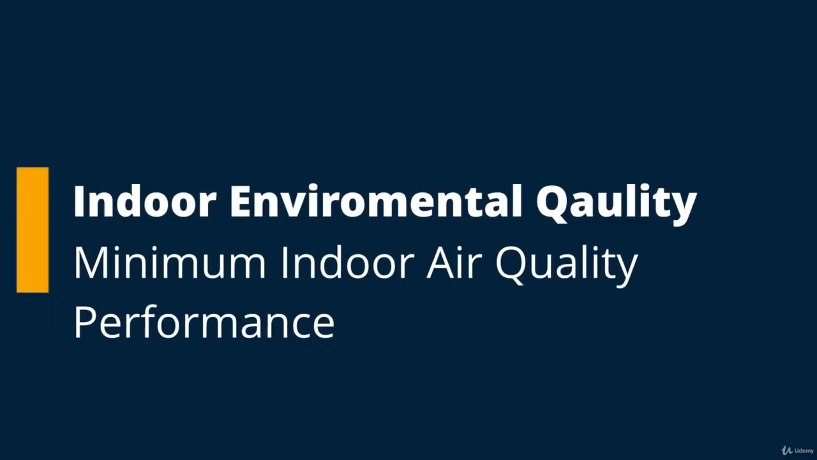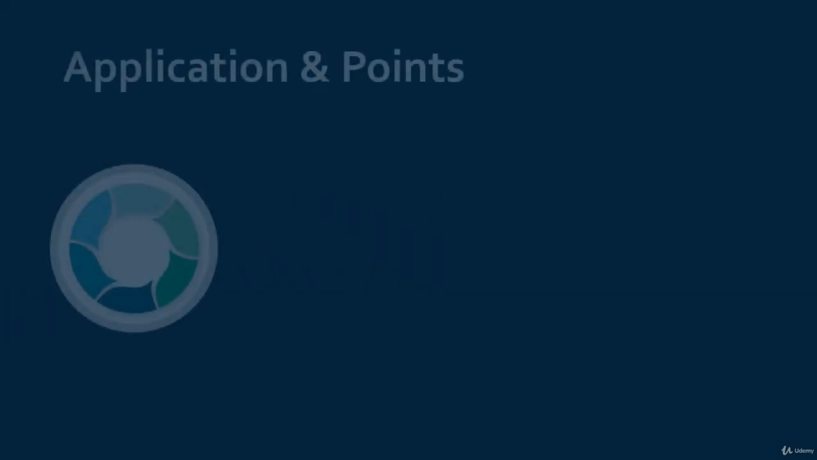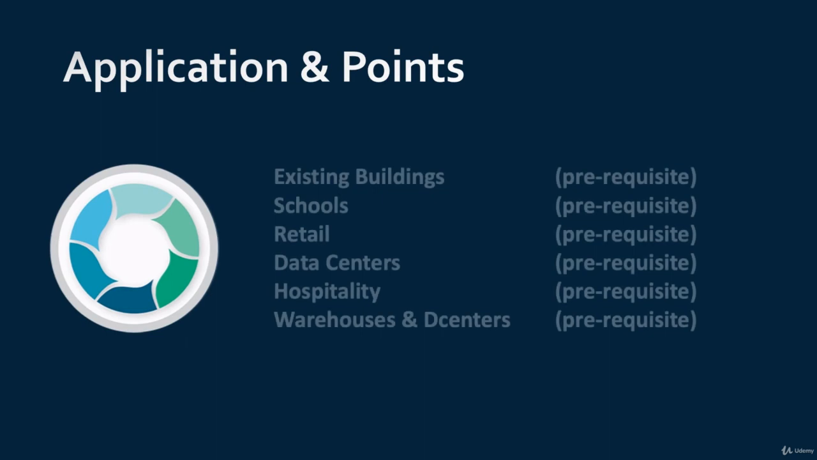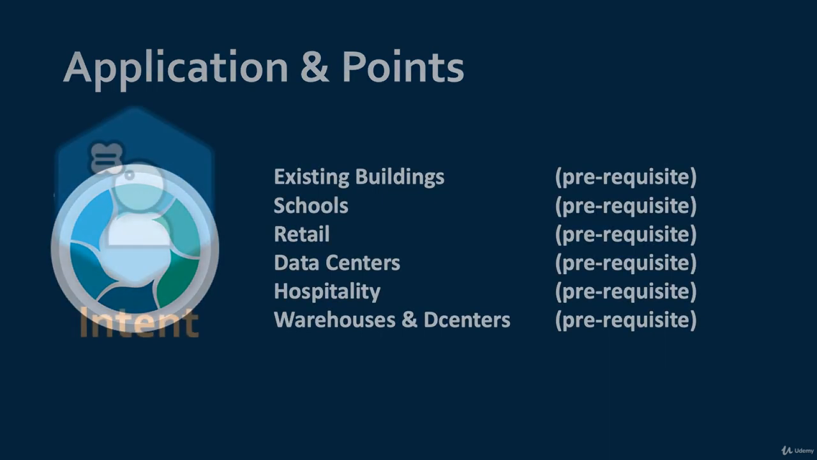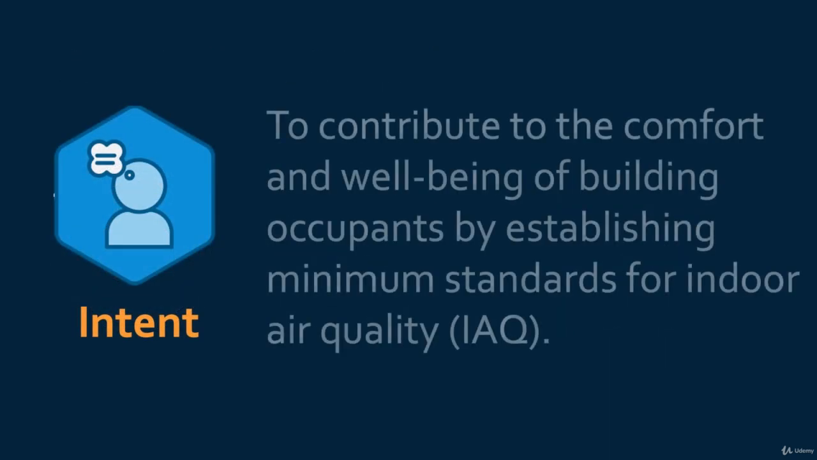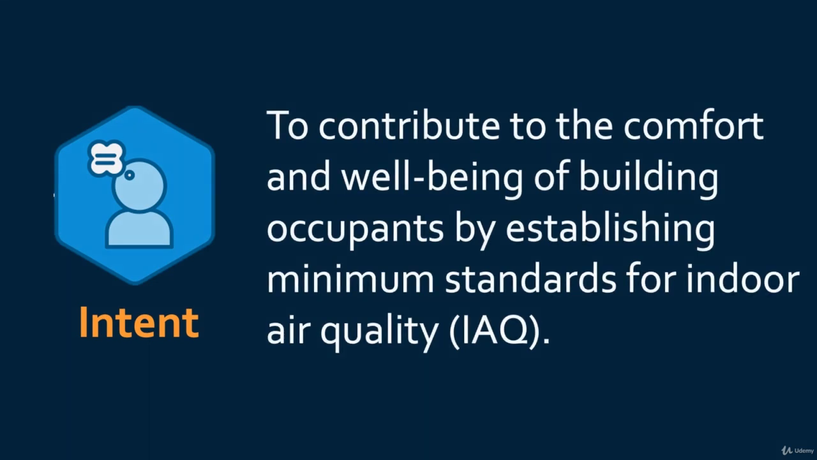The first indoor environmental quality prerequisite is minimum indoor air quality performance. And this prerequisite applies to the following categories. The intent is to contribute to the comfort and well-being of building occupants by establishing minimum standards for indoor air quality.